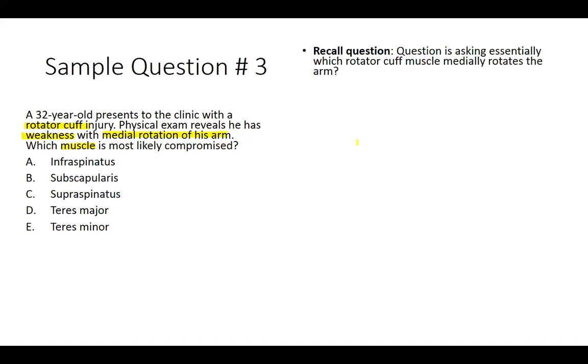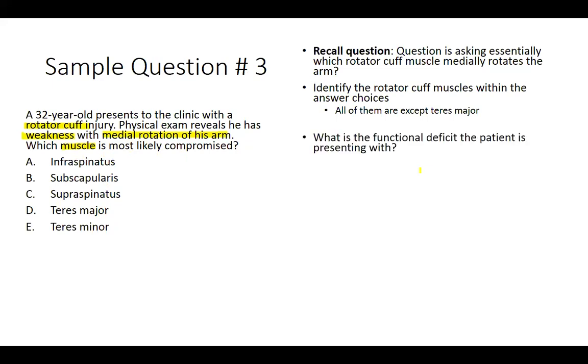Now, some of you may be getting it immediately. You've got your 4 rotator cuff muscles. You know exactly which one medially rotates the arm. But again, you want to identify them. You can identify the rotator cuff muscles within the answer choices pretty quickly if you know them. That's your SITS, S-I-T-S, little t, remember, for minor. So all of them except teres major are your rotator cuff muscles. That helps out a lot because you can eliminate one answer right away. So teres major is out.